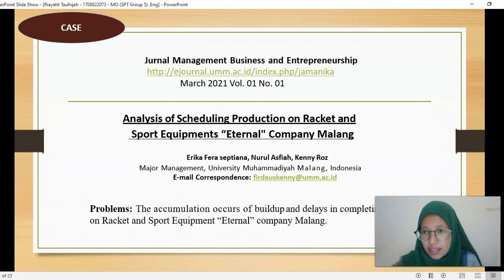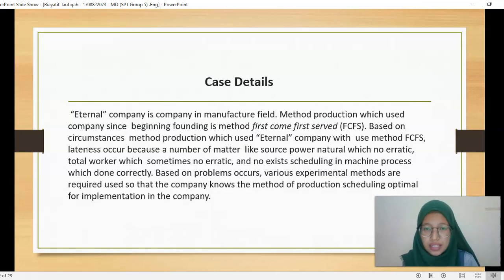The next is the second case, which is taken from the Journal Management, Business and Entrepreneurship with the title Analysis of Scheduling Production of Racket and Sport Equipment at Eternal Company Malang. The problem of this analysis is the build-up and delays in completing orders of racket and sport equipment at Eternal Company Malang. And this is the case details.